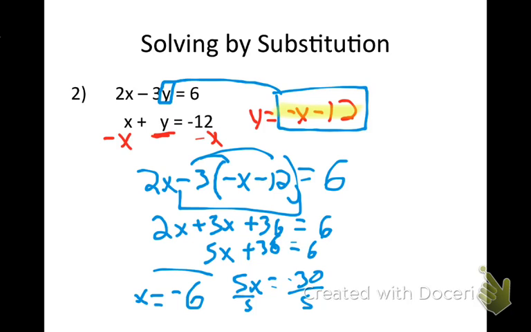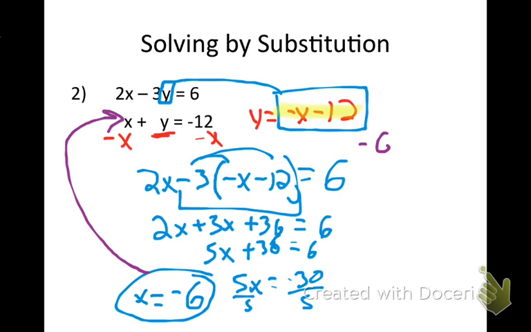Negative 6. Good work. I have negative 6 here. What am I going to plug that into now, Jarrett? The equation. Which one? X plus y equals 12. Okay, good. We can plug it in right there. So I get negative 6 plus y equals negative 12, right?